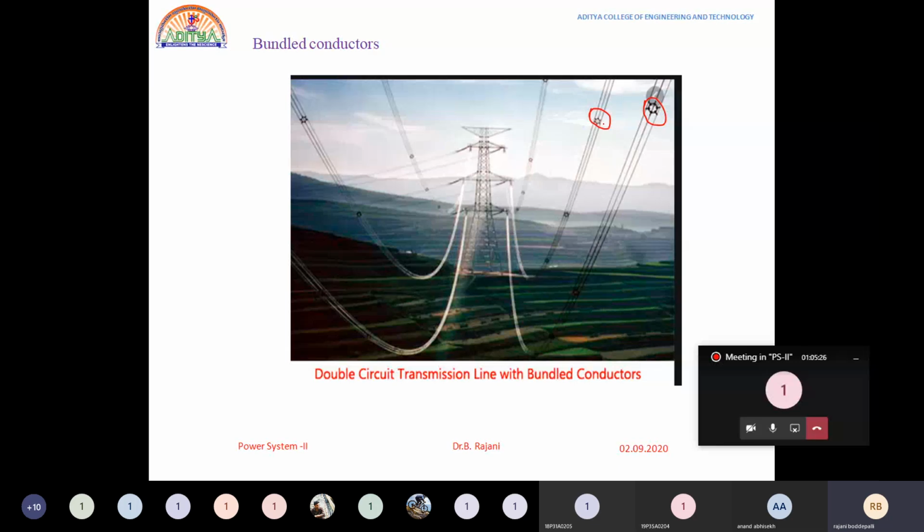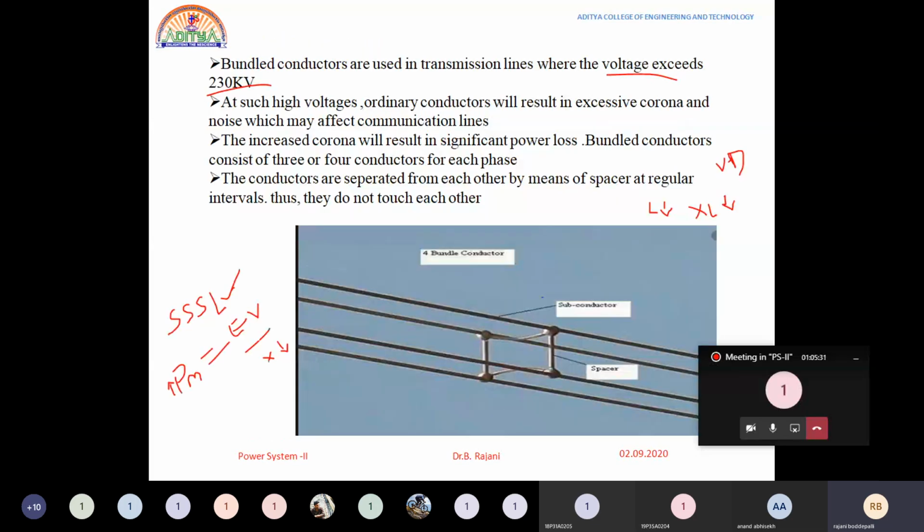This would lead to an increase in the steady state stability limit, which is nothing but the Pmax value, and thereby the power factor will also improve in the transmission line, and the voltage drop is also reduced, so the transmission line efficiency will be increased. That is why, instead of single conductors, we use bundle conductors.